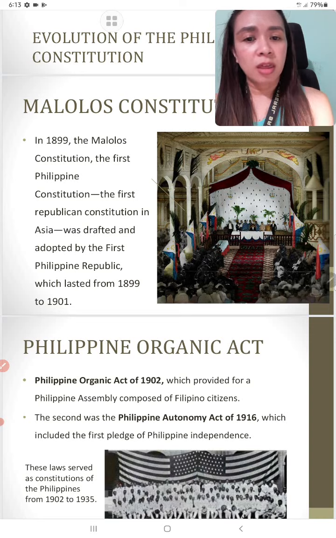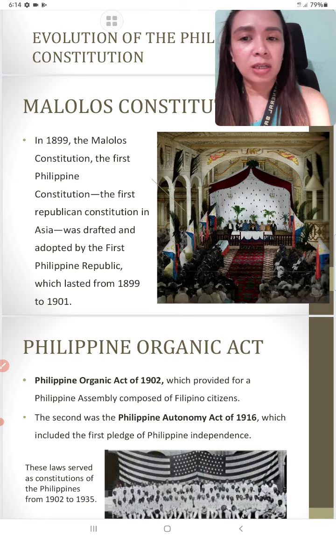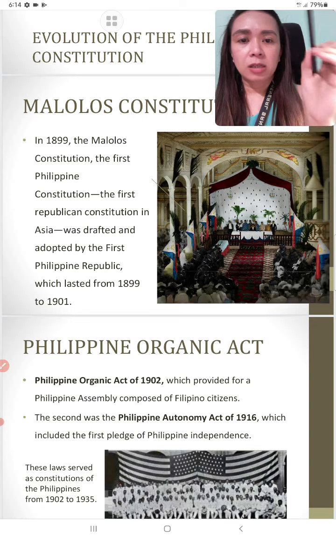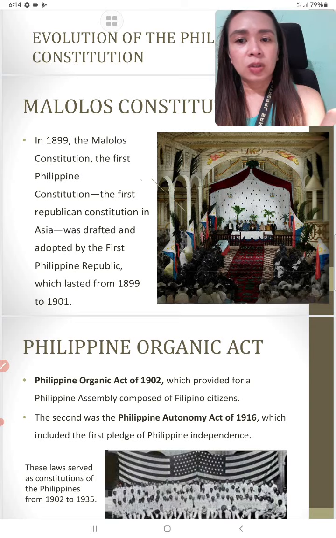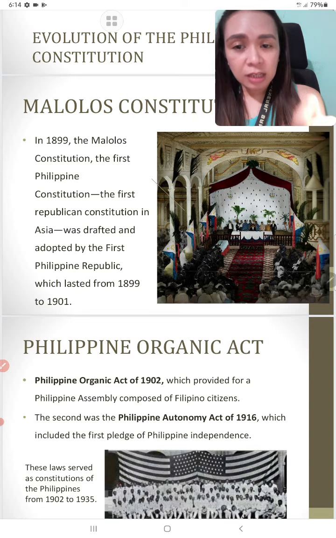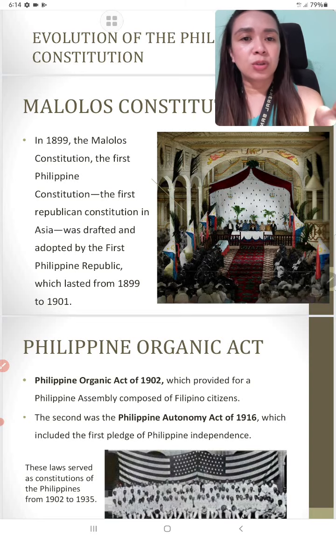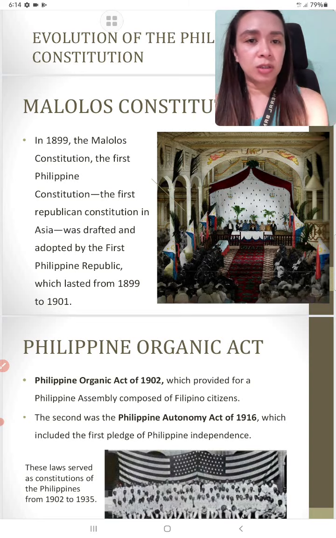So the picture there, no, that is a picture of the Malolos Convention, yung sa panahon ni Andres Bonifacio, na nagtipon-tipon sila sa Malolos para mag-organisa ng isang gobyerno, no, that time. So that is the first recorded constitution in the history, even in the history in Asia, no. Yun siya yung pinakaunang Republican Constitution in Asia.